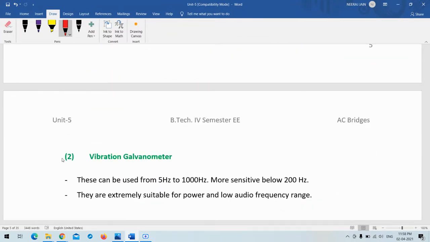Now second is the vibration galvanometer.